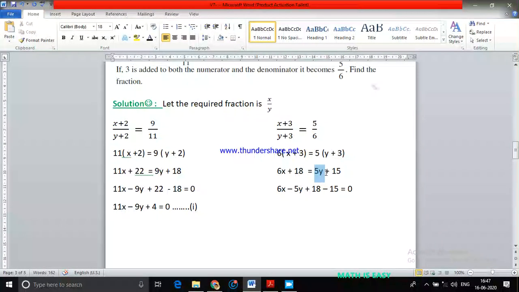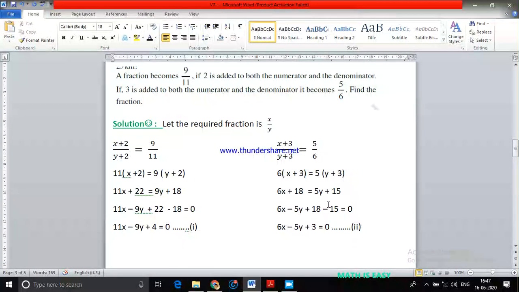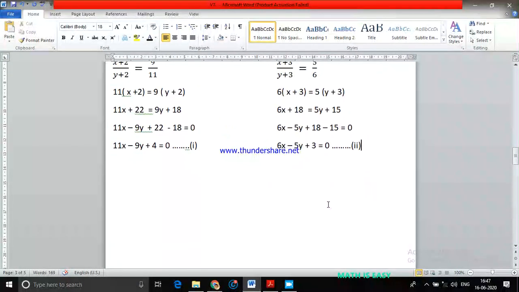So here plus 5y is there coming as minus 5y, and similarly plus 15 is there, that is coming as minus 15 to the left side of equality. Now what you are going to conclude finally, it will be 6x minus 5y plus 18 minus 15. 18 minus 15 is going to be 3, will be equal to 0. So we are going to call this equation number 2. Okay. So from the given word problem I converted the data into equations.